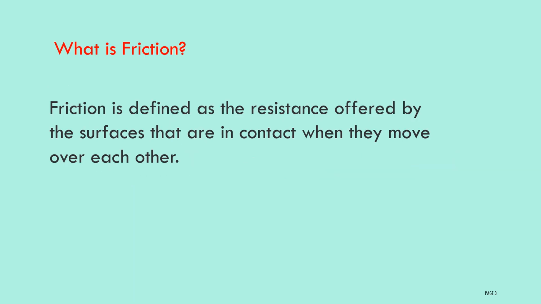What is friction? Friction is defined as the resistance offered by the surfaces that are in contact when they move over each other. Friction is nothing but an opposing force. It acts on the body when the body is in motion. This is the opposing force. It always acts opposite to the direction of the applied force.